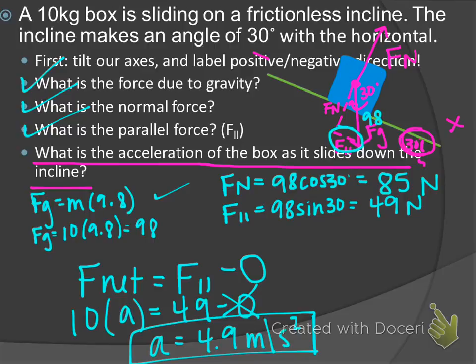We might need it if we have friction, though, right? Because what's the equation for friction? That's right, the coefficient of friction times the normal force. So there are going to be times where you need to solve for both of those. All right, how do we feel about inclines? Okay so far? All right, that's good.